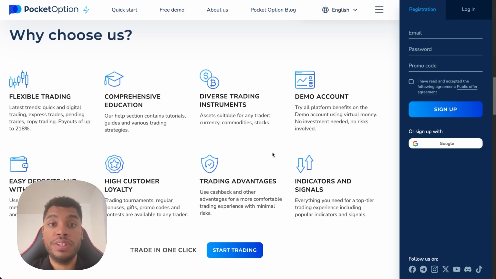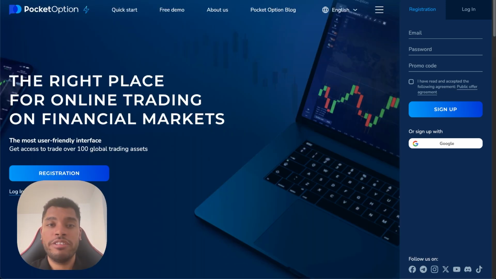You can enjoy a lot of different perks, like for example participating in free tournaments that reward you with real money, and receiving regular bonuses, gifts, or promo codes. You can take advantage of cashback, and this will give you the opportunity to trade completely risk-free. And finally, you get access to indicators and signals that can help you increase your overall profitability. So now that I've given you a brief overview of Pocket Option, let me log in to my account to give you a tour of the backend.